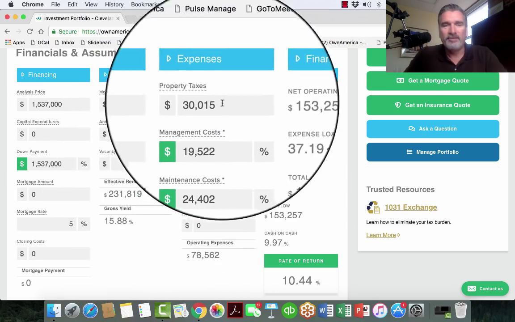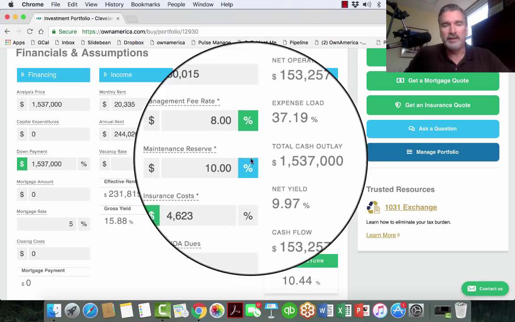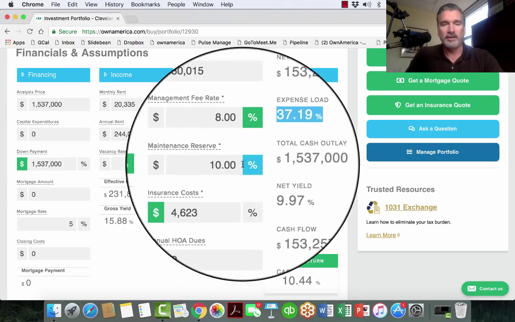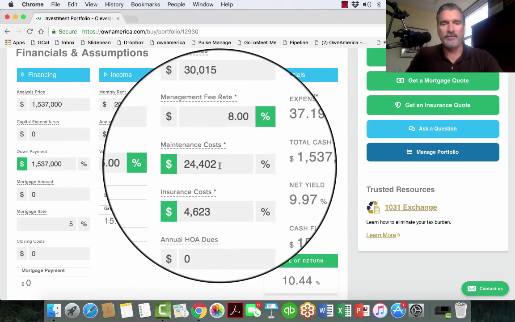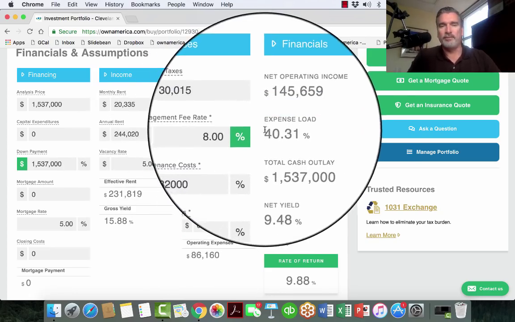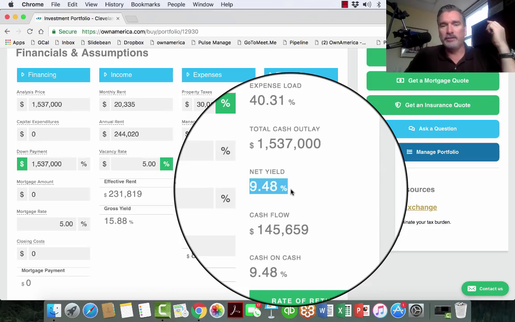We'll get into them. Taxes are actual. Management costs are an 8% management fee and a 10% maintenance reserve, getting us to a total expense load of 37.19, which is pretty responsible and reasonable. But I actually am going to increase it just because I want to make this thing a little bit more conservative. Let me say I'm going to do $32,000 in maintenance. All right, good. So that puts me at a 40% expense load, which is an institutional level expense load, which means everything is accounted for. No place to hide. Net yield of 9.48, among the best in the entire country, so that's pretty awesome.